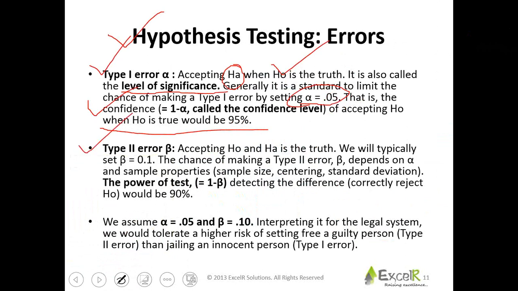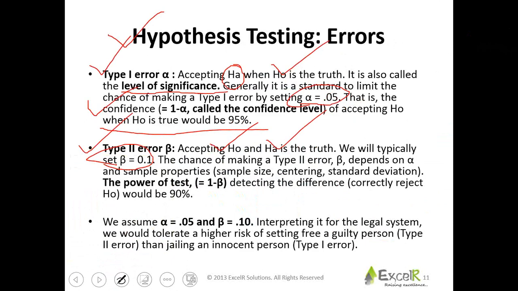Type 2 error: you accept the null hypothesis when the alternate hypothesis is in fact true. We typically set beta equal to 0.1. That is, there is a 10% chance that you might make a mistake. If a person has not committed any crime, still you're going to imprison him. That is type 2 error or beta error.